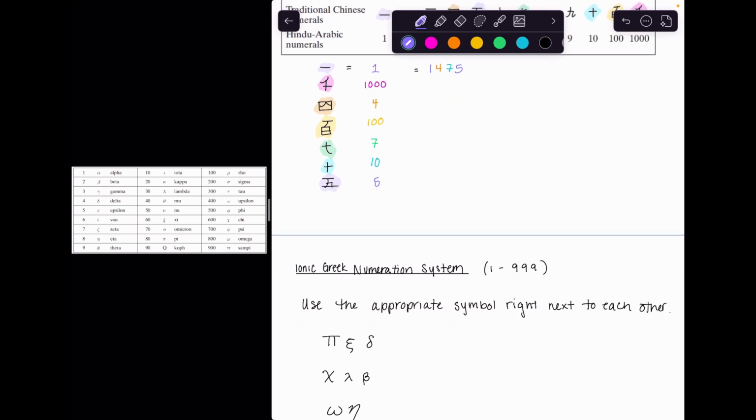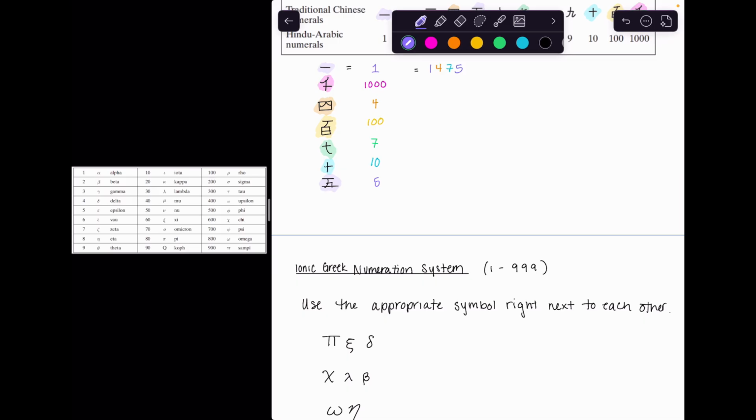This one's really nice because they basically have given us a Greek letter for each digit in every single placeholder up to 999. So we've got alpha, beta, gamma, delta, epsilon, vau, zeta, eta, and theta representing the digits 1 through 9. Then moving on for the tens place, you have iota, kappa, lambda, mu, nu, xi, omicron, pi, and koppa. And I could totally be mispronouncing some of these, so apologize if I am.